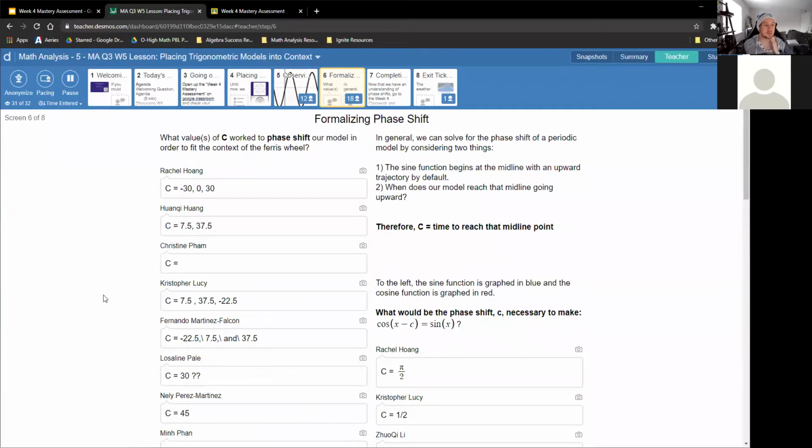So guys, don't worry about changing your answers right now if you see someone else's answer. We're going to go ahead and just look at some of these and see what we see. So I see multiples of 30, also 0. Interesting.